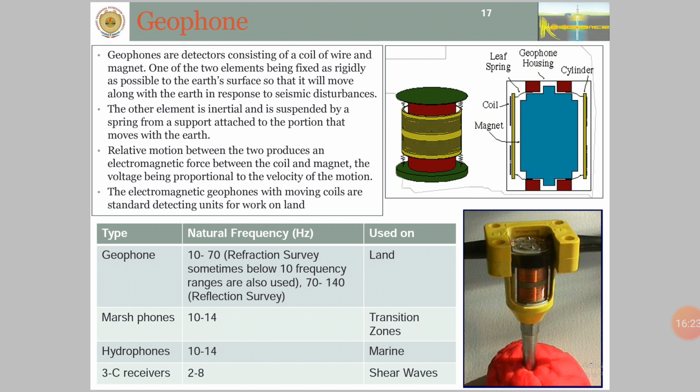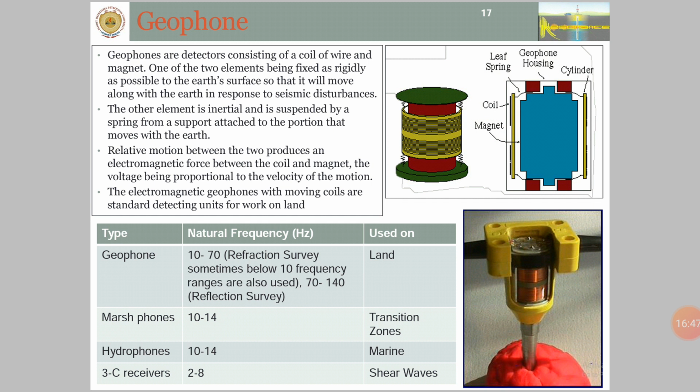Now for geophones, the natural frequency is between 10 to 70 Hz. For refraction surveys, frequency ranges below 10 Hz are sometimes also used. 70 to 140 Hz is used for reflection surveys, especially on land. For the marsh phone, which has a natural frequency between 10 to 14 Hz, we use this in the transition zone.